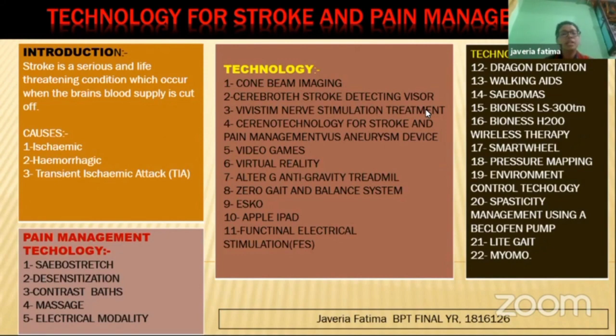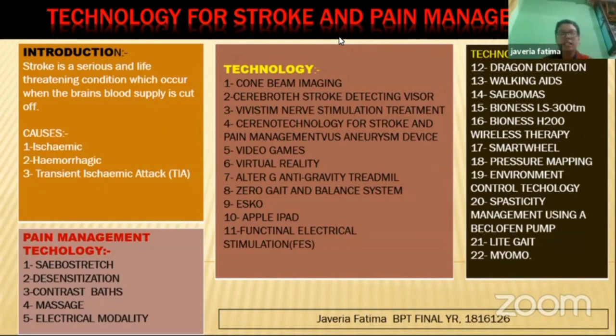Next is video games. They play a very important role in rehabilitation as they help the survivor patient get exercise for the brain as well as the body. The next is virtual reality. It is also very important for rehabilitation as it provides a safe, virtual environment for the patient to practice and exercise daily activities so that the patient exercises regularly, and it prevents the recurrence of stroke.